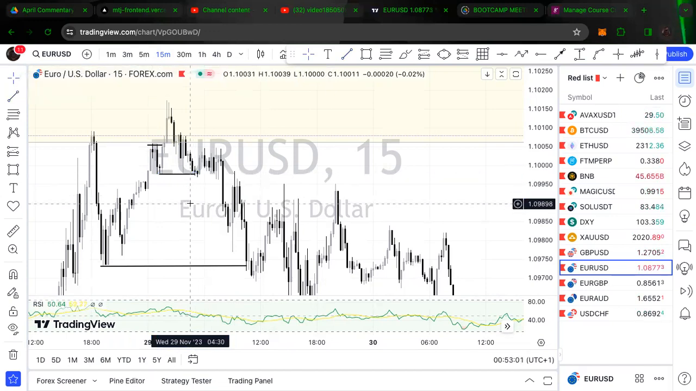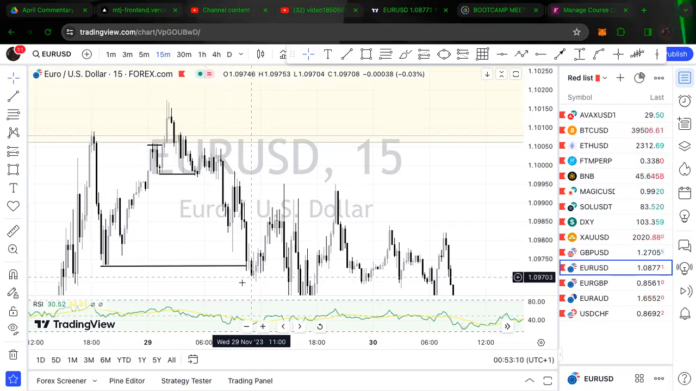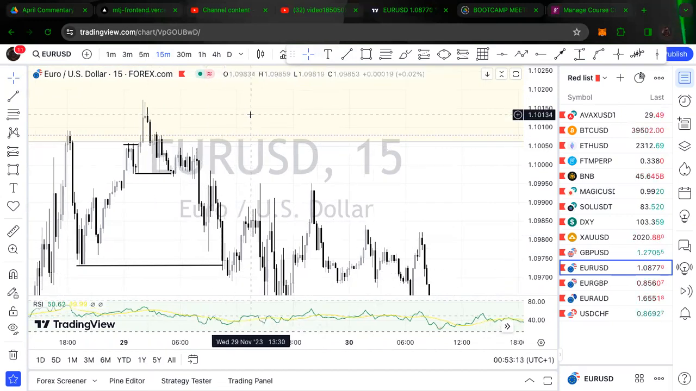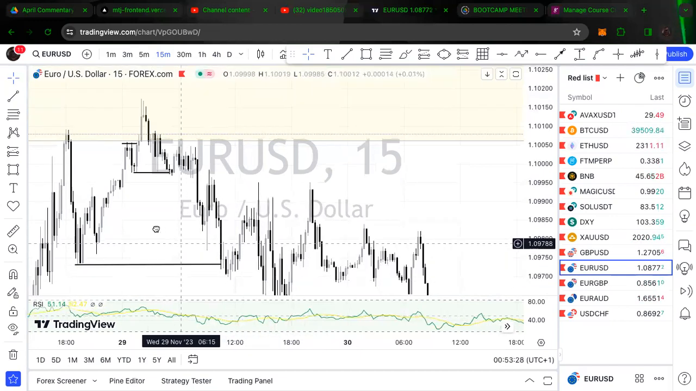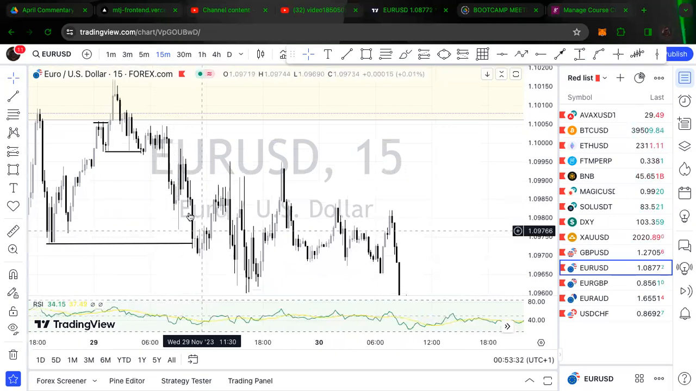On our break right here, then our pullback and our sell, right? This is our pullback, our C, and this is our D. So normally we expect price to come back into our C so we can sell to our D, right? But it didn't happen here.